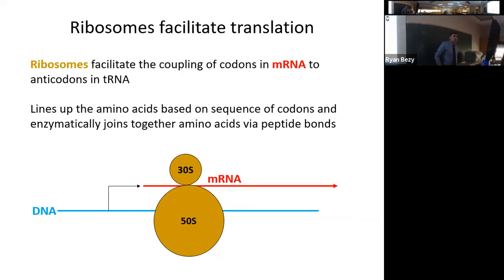Now, ribosomes are, again, where translation or protein synthesis takes place. And their job is to help the coupling of codons in messenger RNAs to anticodons in transfer RNAs. So they make sure that there is a proper codon-anticodon pairing. And then if that pairing is spell checked, validated, it then joins together the amino acids. It lines the amino acids up and then joins them together via formation of peptide bonds.